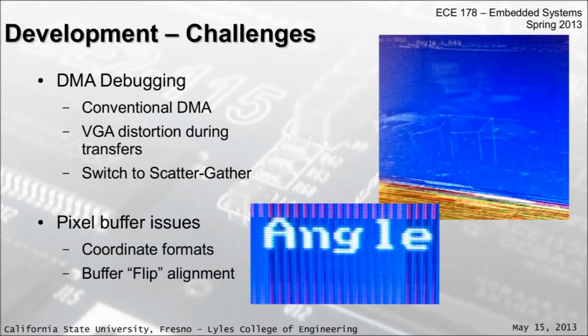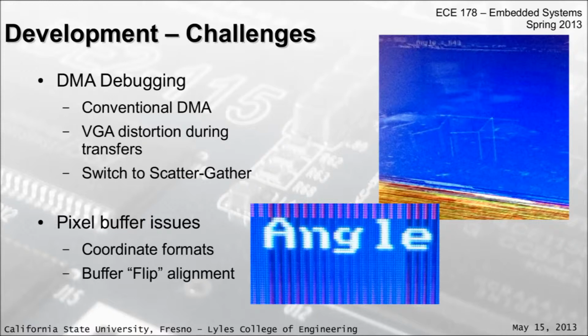Then there were challenges in development, namely with the DMA. That was the most time-consuming part. Originally, I used the Altera conventional DMA, which does one big transfer all at once. On paper, this looked like a good idea until I actually fired up the board. As you can see here on the slide, and I'll show a real quick clip of that, it distorted the video output of the signal.